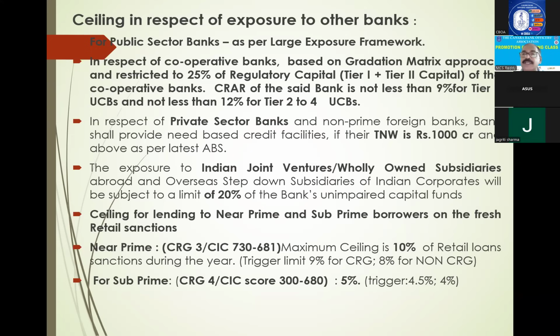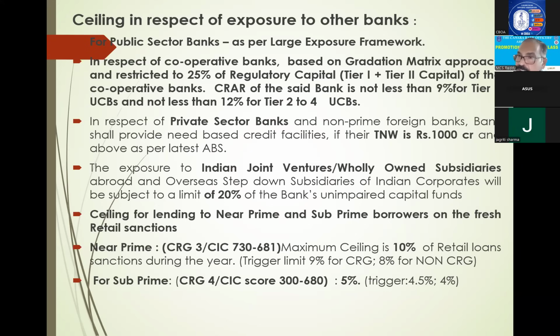So their minimum capital ratio also: Tier 1, meaning big cities, they should have 9% capital. Tier 2 to Tier 4, small areas, they should maintain 12% capital. Then only up to 25% of their capital, we can sanction loans to cooperative banks. In respect of private sector banks, if their tangible net worth is 1,000 crores and above, then we will sanction.